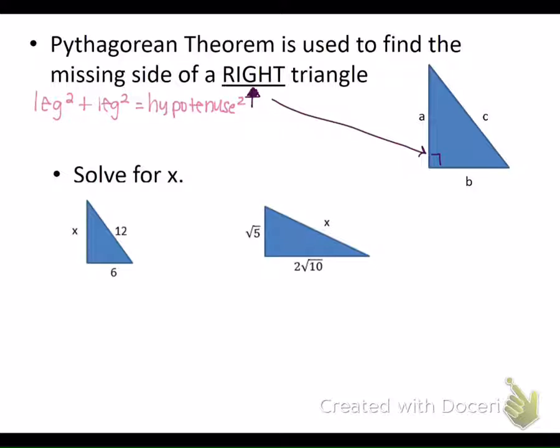So the legs are A and B, so A squared plus B squared equals C squared. You determine the hypotenuse based on the side opposite the 90-degree angle. And it's always the longest side.